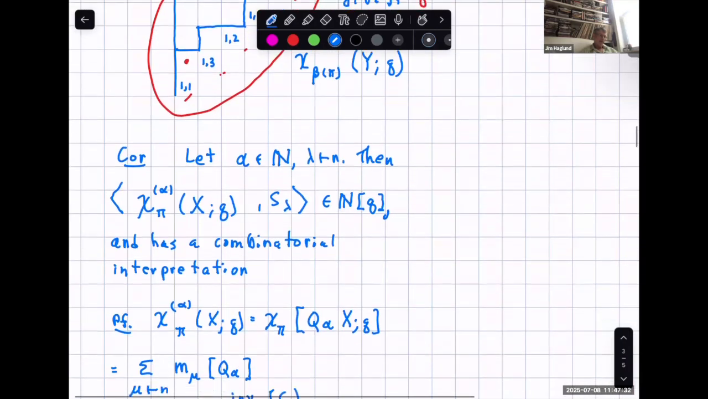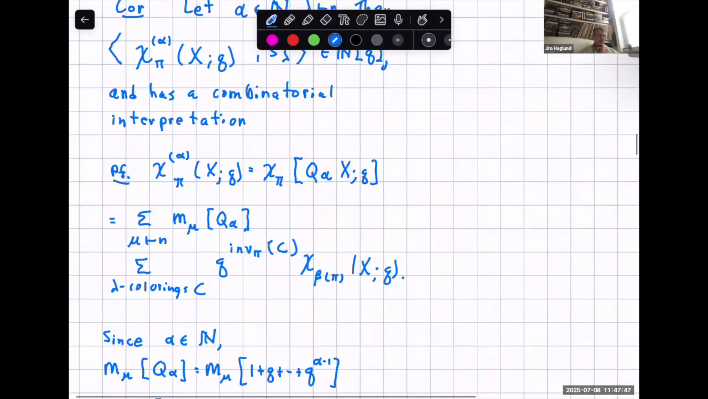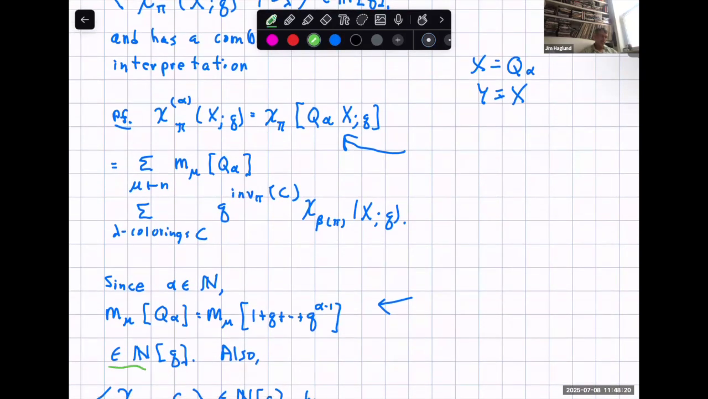So let's do a corollary. The Schur expansion of the chromatic, if alpha is a non-negative integer, is positive with a combinatorial interpretation. So how do we prove that? I'm going to let x equal q alpha, and y equal x. So this is what I'm looking at here. This m mu of q alpha, because alpha is a non-negative integer, is a monomial symmetric function, a bunch of positive q powers. So it's a polynomial in q with non-negative integer coefficients.